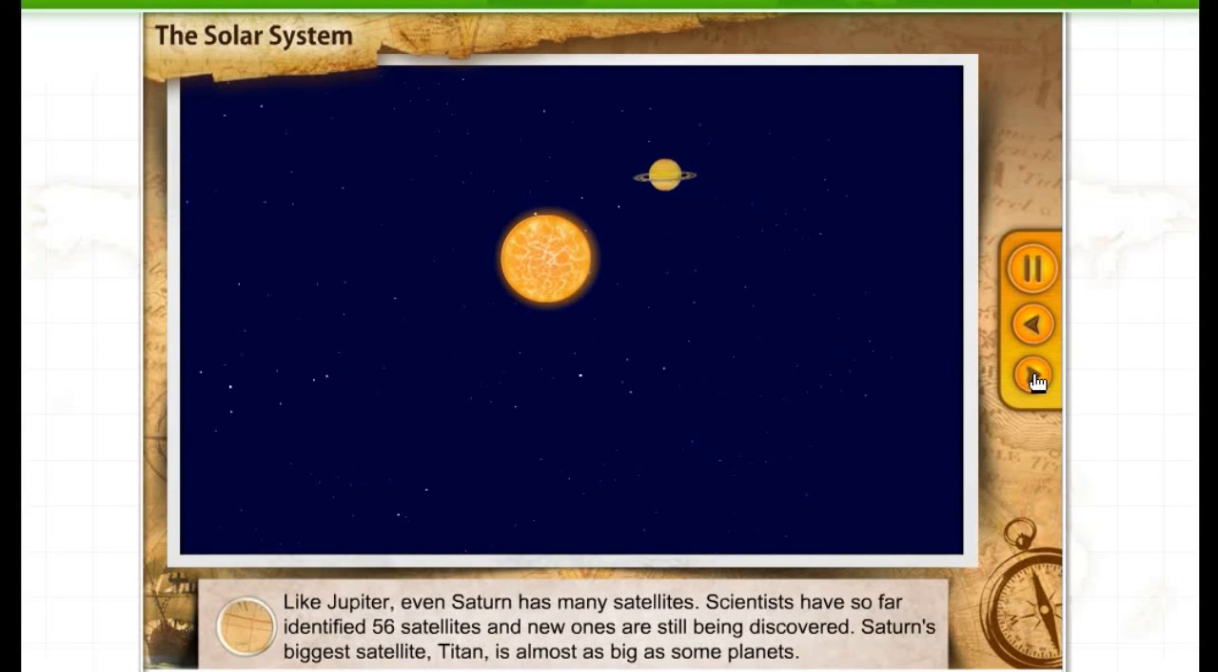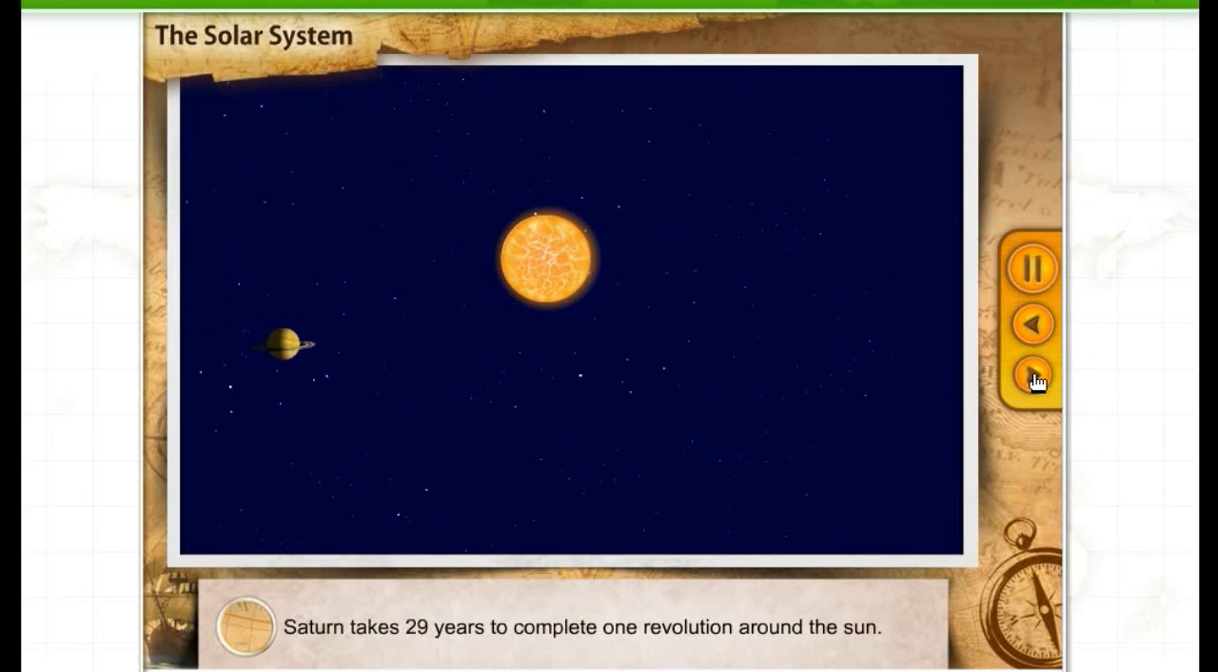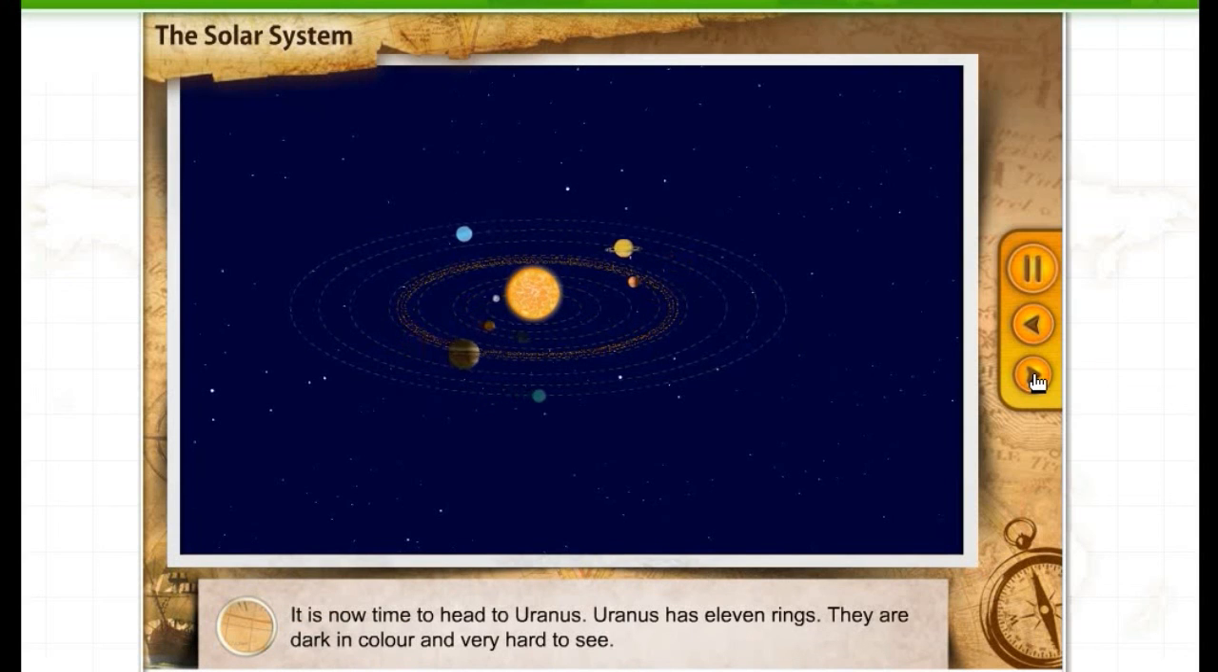Like Jupiter, even Saturn has many satellites. Scientists have so far identified 56 satellites, and new ones are still being discovered. Saturn's biggest satellite, Titan, is almost as big as some planets. Saturn takes 29 years to complete one revolution around the Sun. It is now time to head to Uranus.